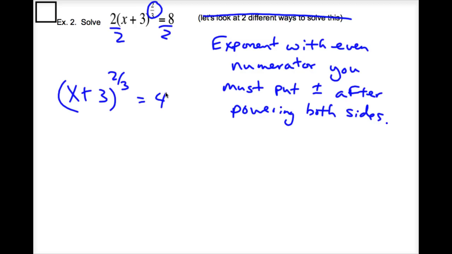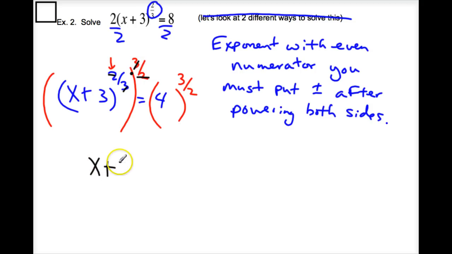Now you could rewrite this as the 3rd root of x plus 3, that quantity squared, but I think this is much prettier. You're going to power both sides by the reciprocal of the exponent, which in this case would be 3/2. Why do we do that? Because our properties of exponents tell us that we could put these together, the 2/3 and the 3/2, by multiplying. If you multiply those, you get 1. 2's cancel, 3's cancel. So you're left with x plus 3 equals.